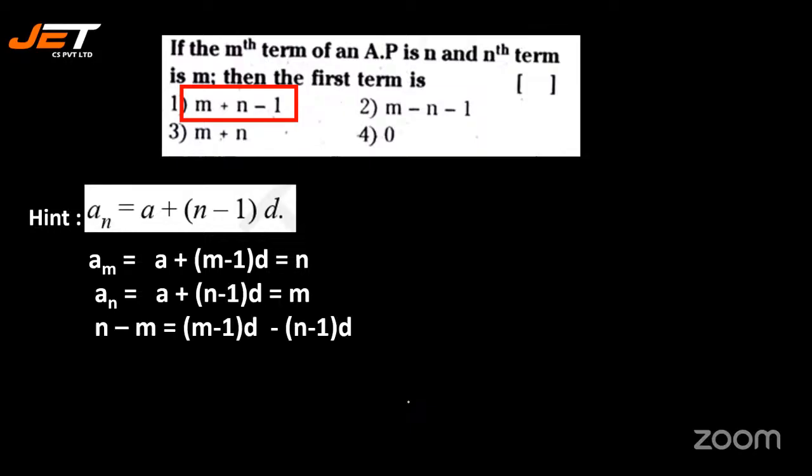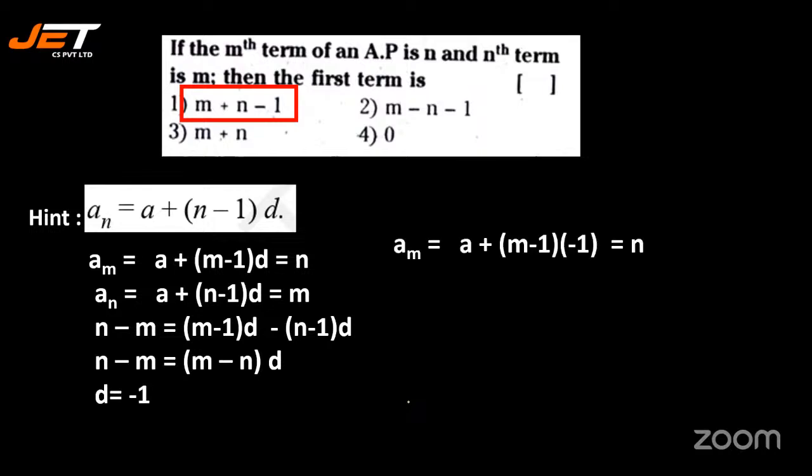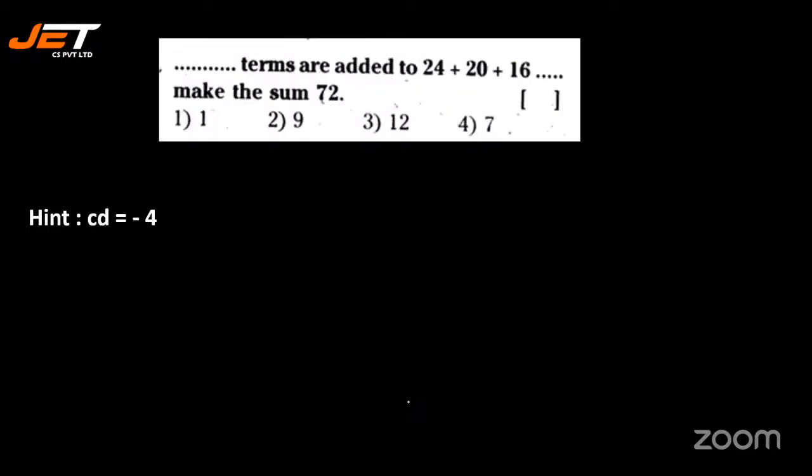n minus m will be m minus 1 into d minus n minus 1 into d. So n minus m is equal to m minus n into d, thereby we get d is equal to minus 1. All right. So am is a plus m minus 1 into minus 1 is n. Okay, so a plus 1 minus m is n. a is equal to n plus m minus 1.